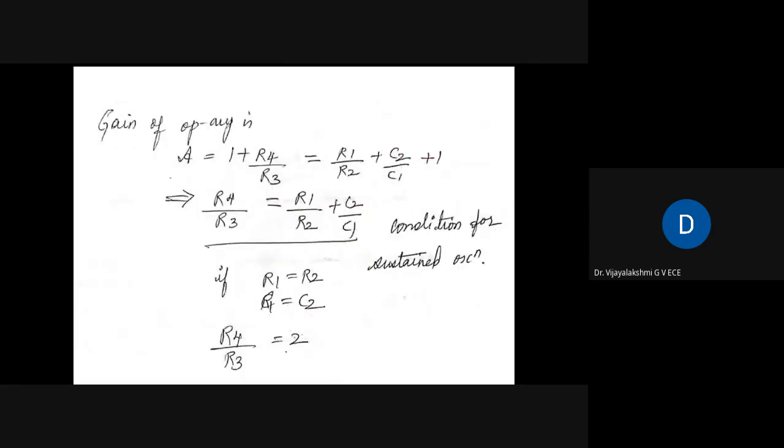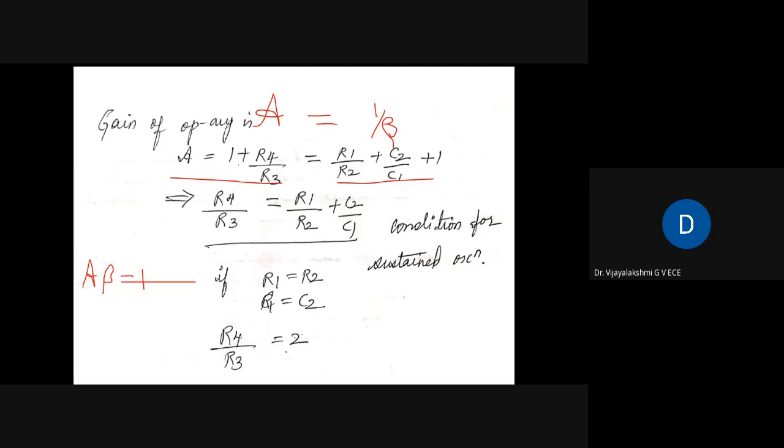is 1 plus R4 by R3, which I am making equal to R1 by R2 plus R2 C2 by C1 plus 1. What is this? This is 1 over beta. So I am making A equal to 1 over beta because I need to find out what A should be to satisfy this condition. What is the condition? A into beta is equal to 1.